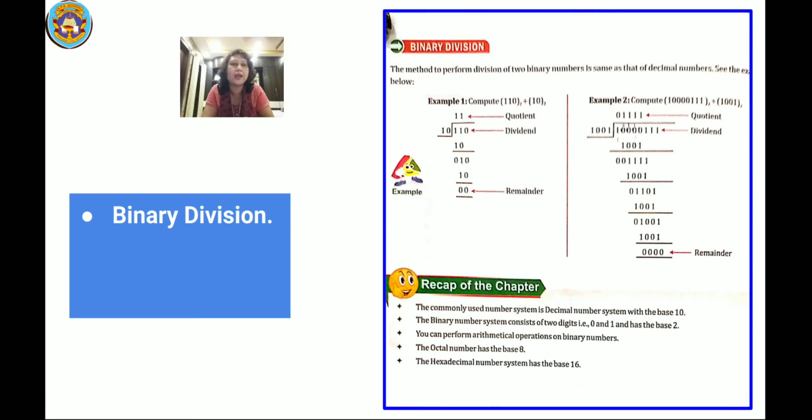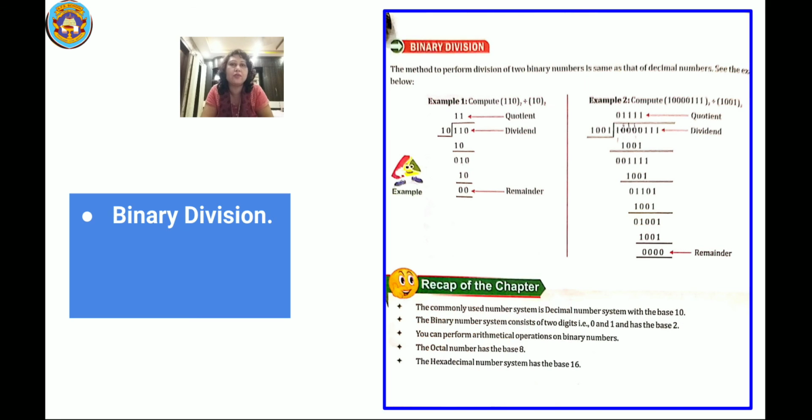Then we have the recap of the chapter. The commonly used number system is the decimal number system with the base 10. The binary number system consists of two digits, that is 0 and 1, and therefore it has the base 2, and we can perform arithmetic operations on binary numbers. The octal number system has the base 8, and the hexadecimal number system has the base 16. So that's what we have in this chapter.